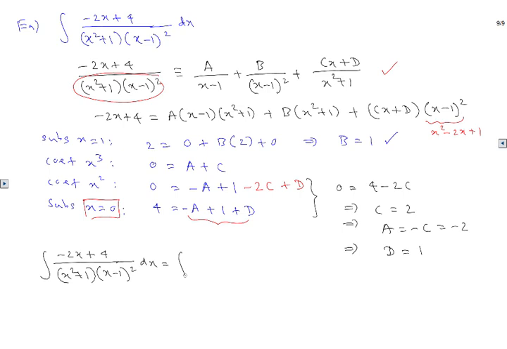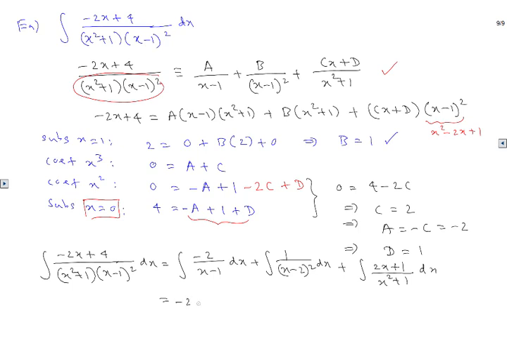Let's start writing. A equal -2, so it is -2 over x minus 1 dx, and then b equal 1, so it is 1 over x minus 1 squared dx, and then we have c equal 2 and d equal 1, so we have 2x plus 1 over x squared plus 1 dx, and then the last one, you can split it into 2, and then we can do these two.